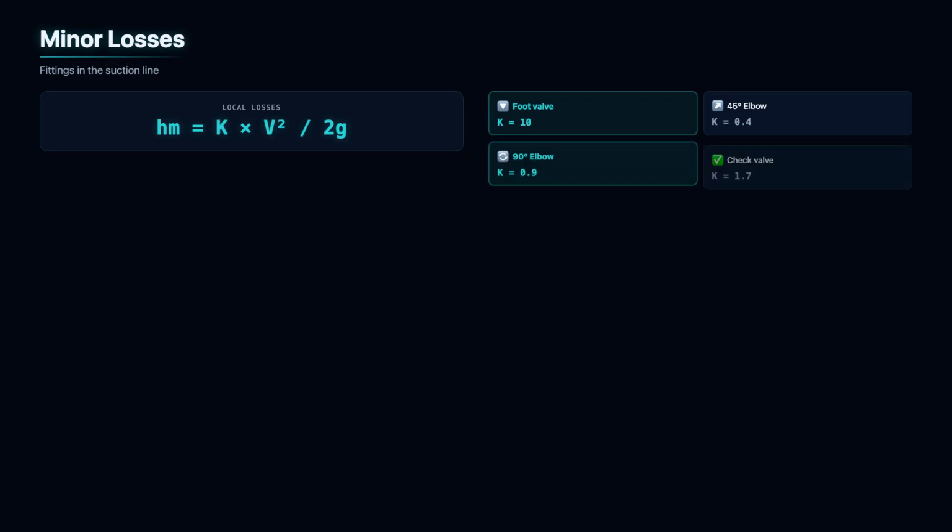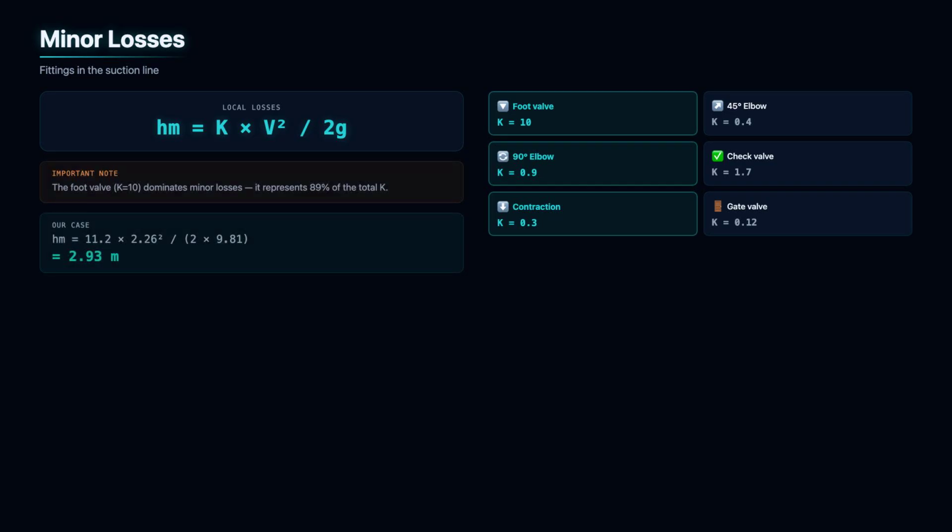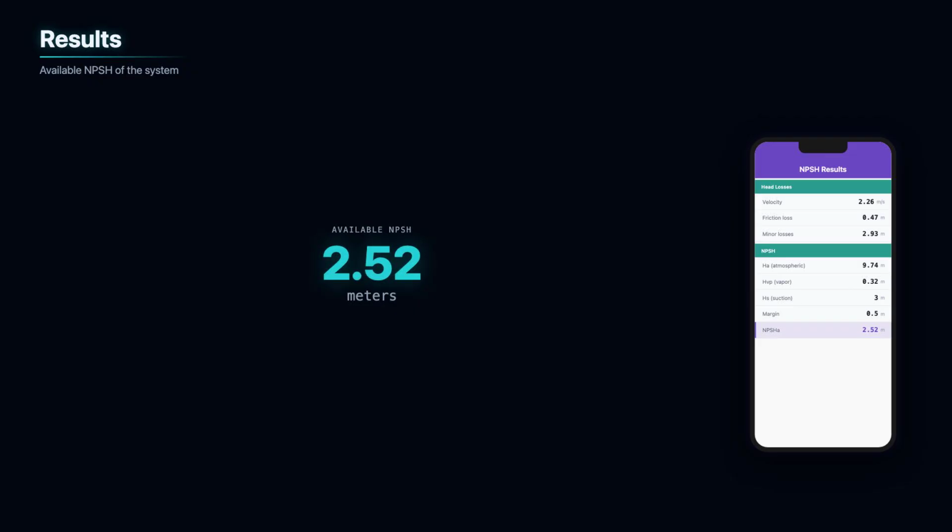The foot valve with its K of 10 represents 89% of the total K. Every meter of loss directly reduces the available NPSH. Final result: 2.52 meters of available NPSH. This value must be greater than the required NPSH of the pump, which typically ranges between 1 and 3 meters for centrifugal pumps. If it's not met, the pump cavitates.